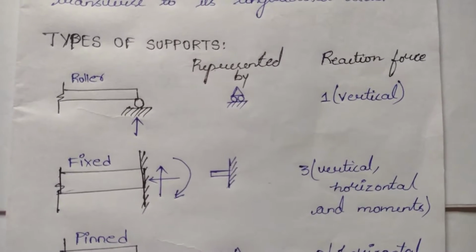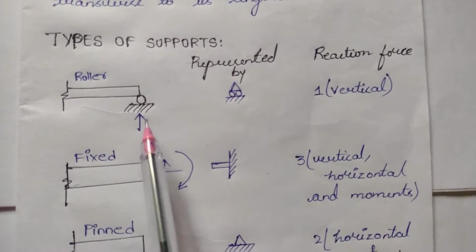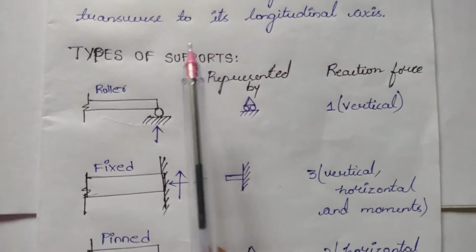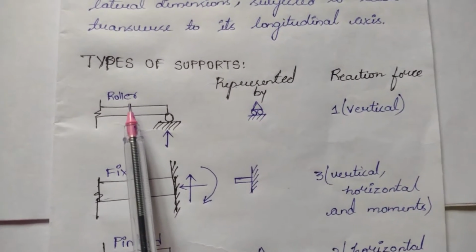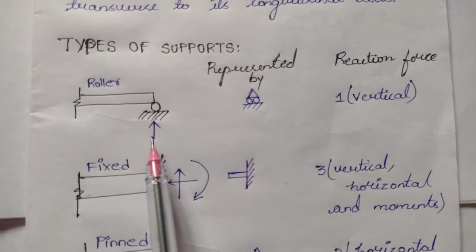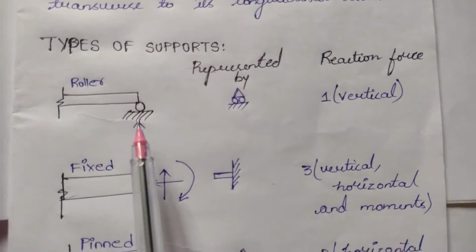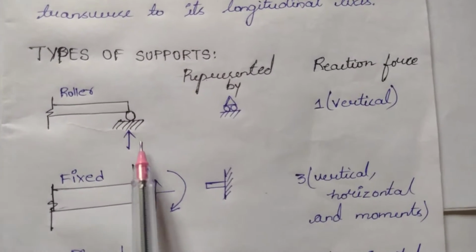Now let us discuss about types of supports. Depending upon the support conditions, we have types of supports. I will explain you one by one. First, we have roller support. Roller support is a support having only one vertical reaction. That is, it will restrain the movement of this support in this particular direction.